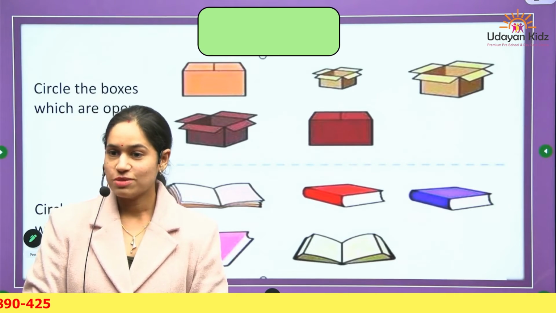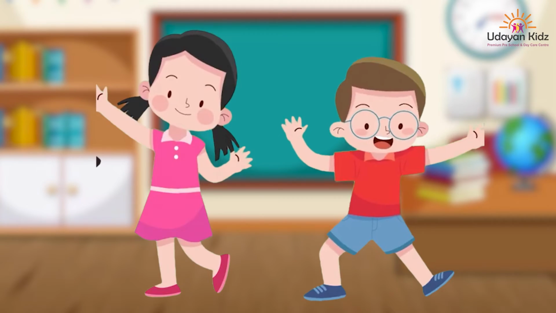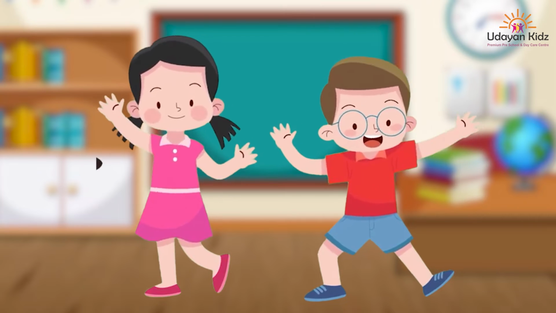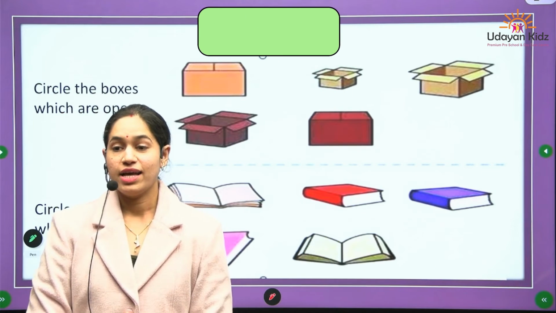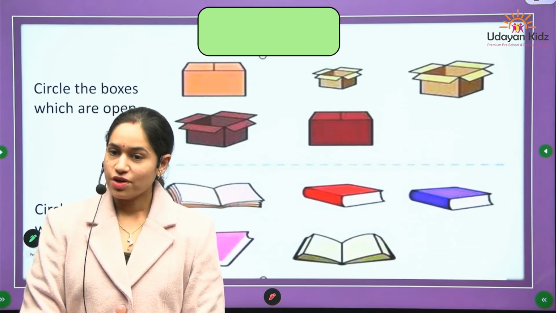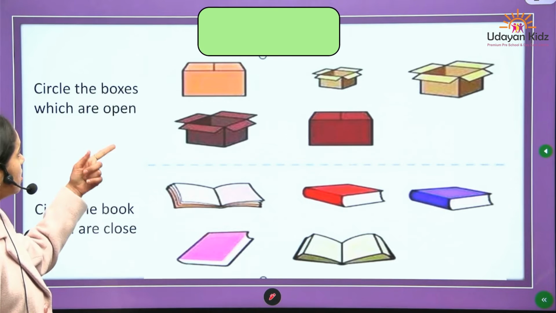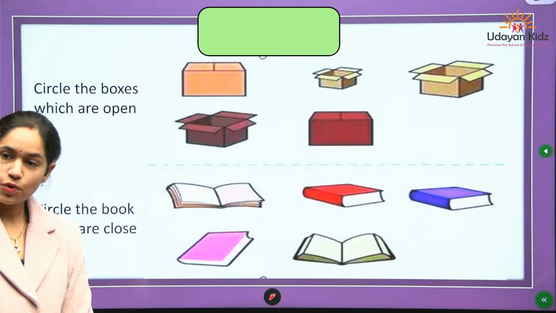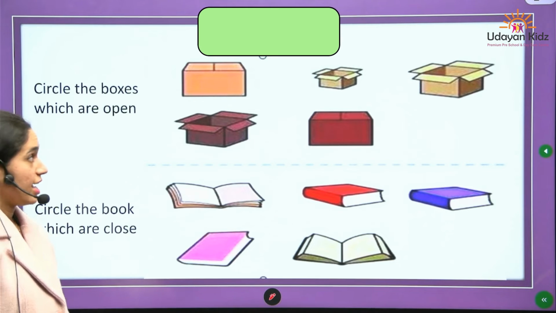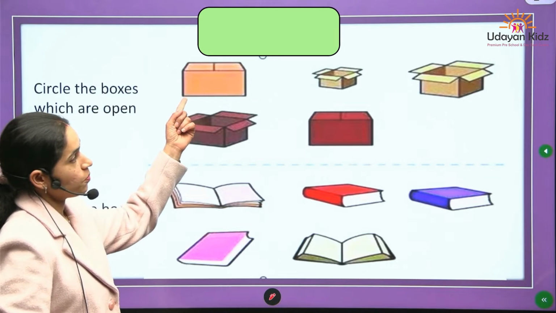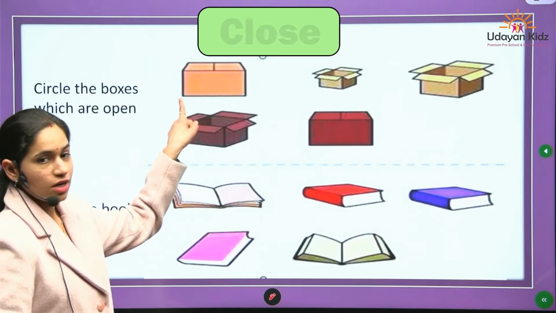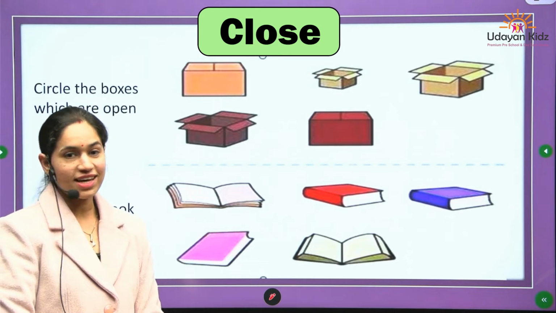So, now it is brainstorming time. Let's solve some questions together. My first question is, circle the boxes which are open. So, tell me, is this first box open or close? Close. So, we will not circle it.